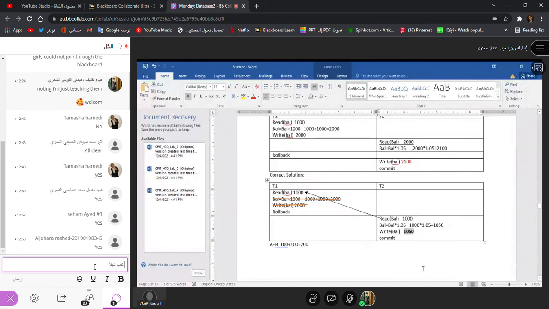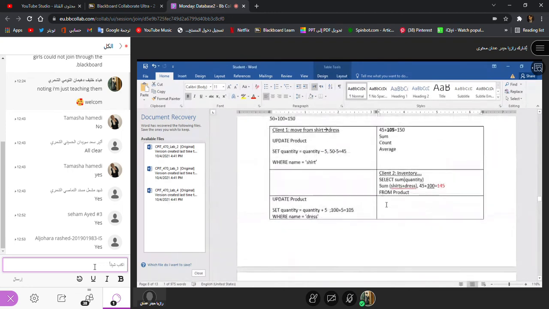Understand what is the dirty read? When you are reading the value from the transaction which does some updation, but later on it rolls back, then this is the dirty read. Understand? Any questions here?